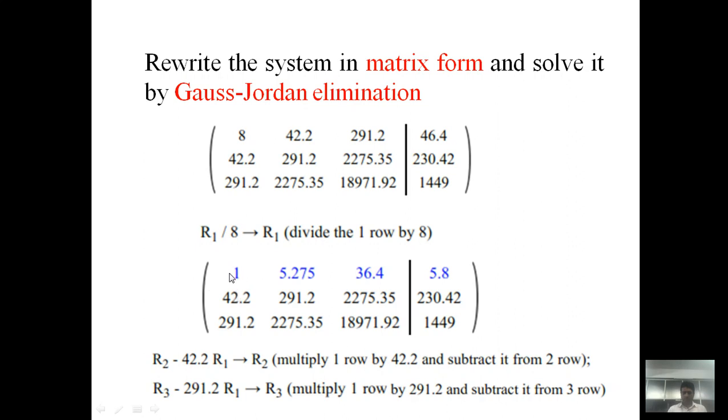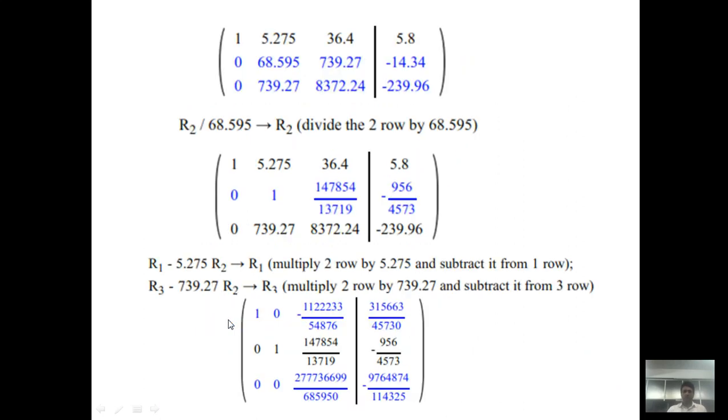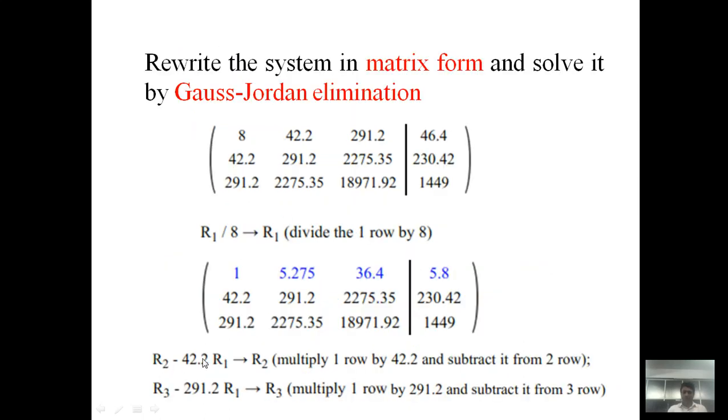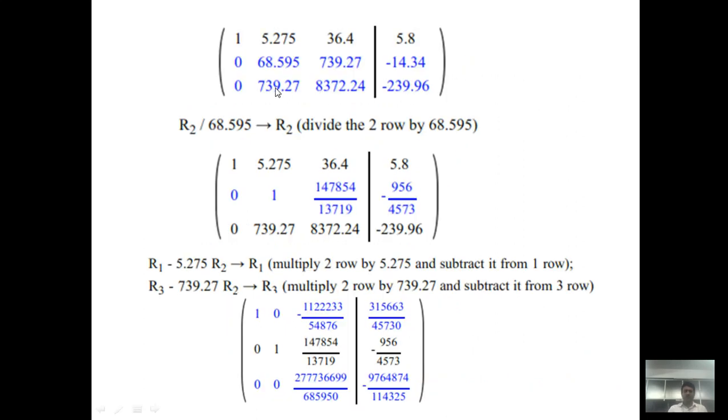So multiply the first row by 42.2 and subtract from the second, that is R2 minus 42.2 R1. Similarly, multiply the first row by 291.2 and subtract from the third row. So ultimately we have to make these two elements zero, which is reflected here. To obtain these two elements as zero, whatever operation we apply here, we have to use the same operation on all the elements of the second and third rows. So we have to get this.